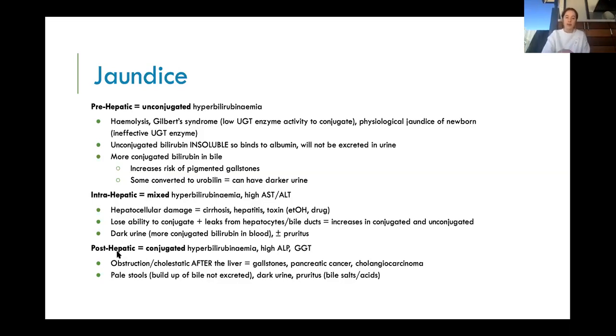Whereas posthepatic, so that's after the liver, is going to be your obstructive picture, so high ALP and GGT, and that's from gallstones or pancreatic cancer or cholangiocarcinoma. And that leads to your pale stools because it can't be excreted because it's being blocked. So it's building up in the blood but can't go out through your digestive tract. And you can also get the dark urine.